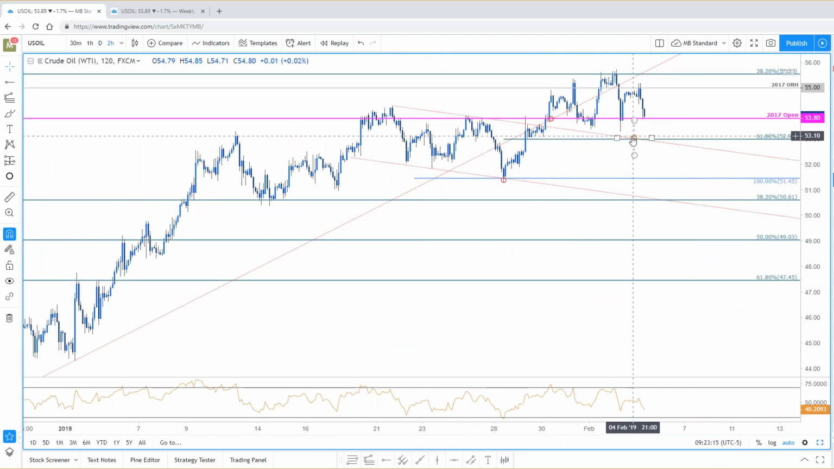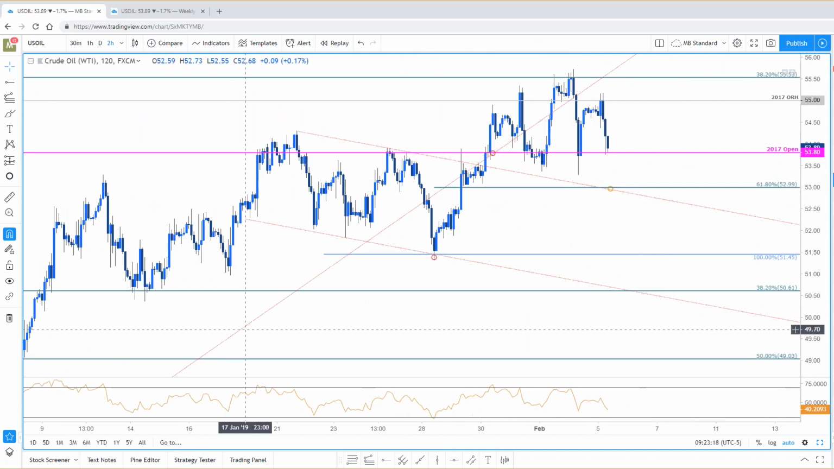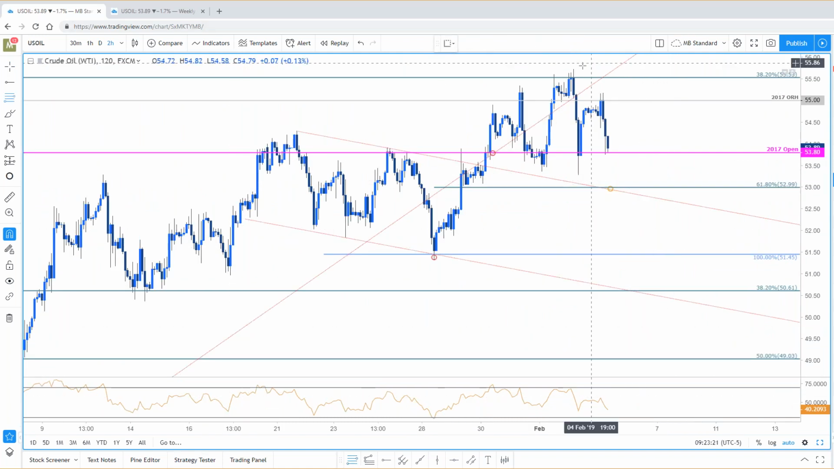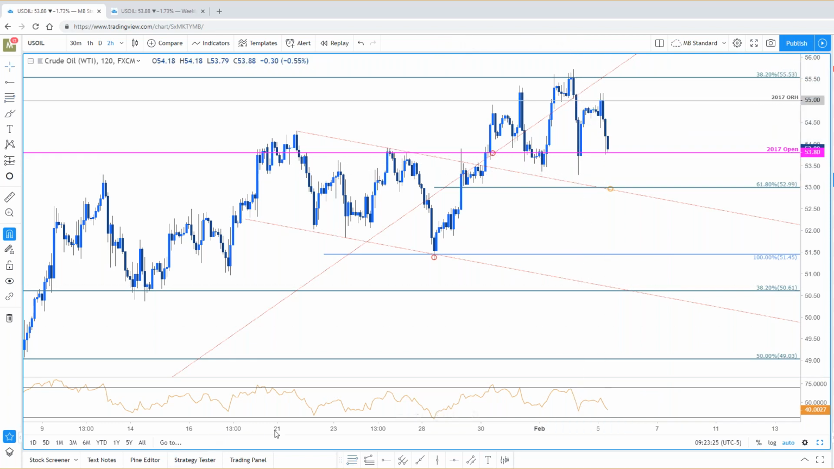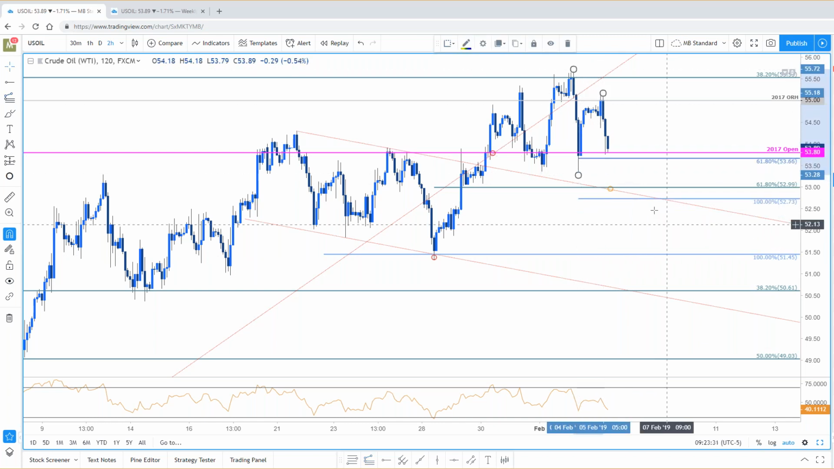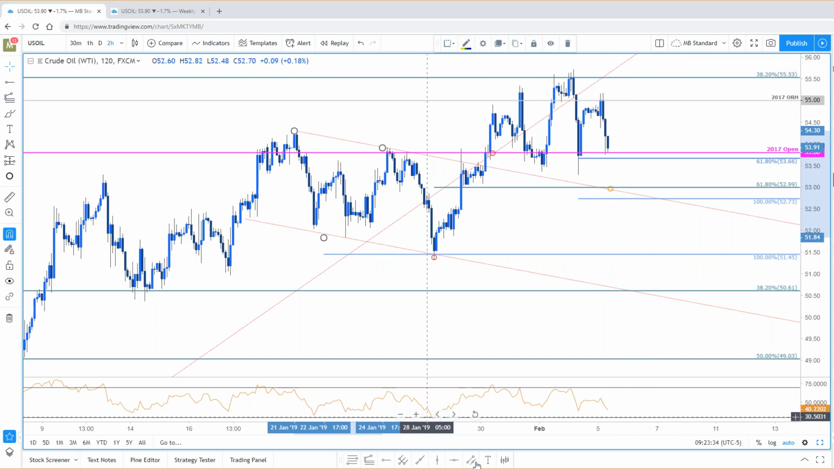We added this yesterday. 618 of the recent range is 53. Actually, if we do 100 off the high here might be right there. Yeah, so watch this zone.